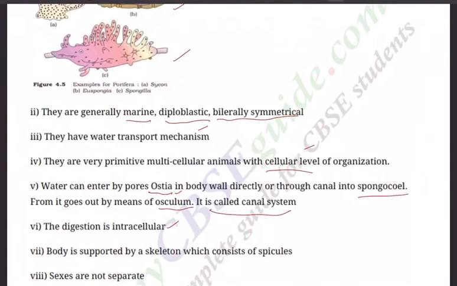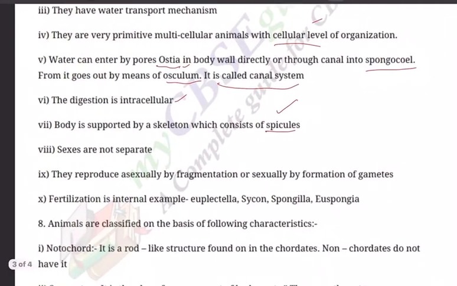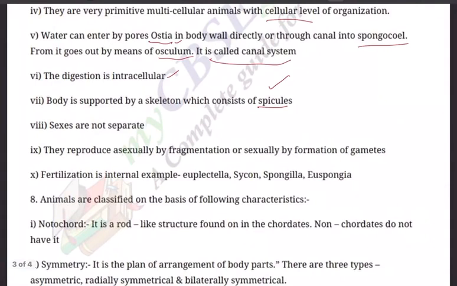And digestion is intracellular. Within the cell, digestion takes place. Body is supported by a skeleton, which consists of spicules, thorn-like structures. Sexes are not separate. We don't know which is male, which is female. It's only sponge. They reproduce asexually by fragmentation or sexually by the formation of gametes. Fertilization is internal. Examples: Scypha, Spongilla, Euspongia, and Euplectella.